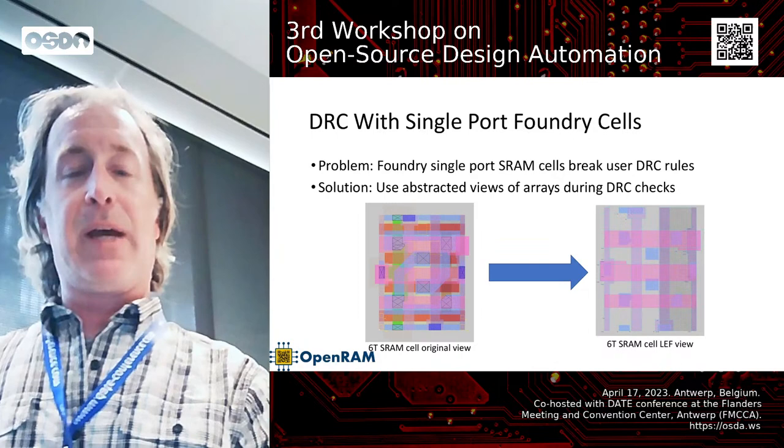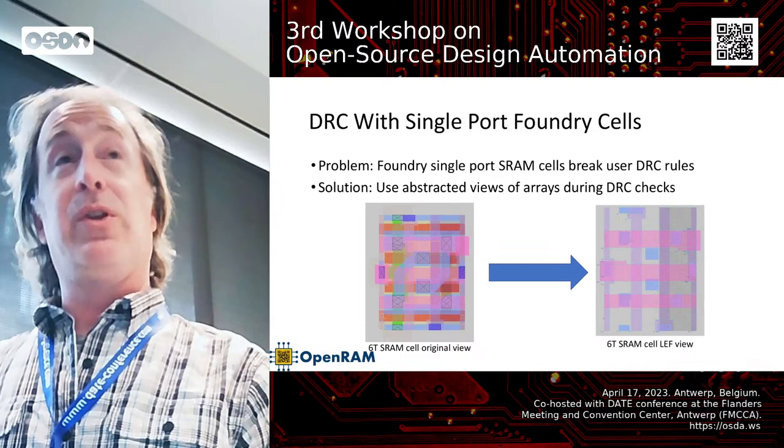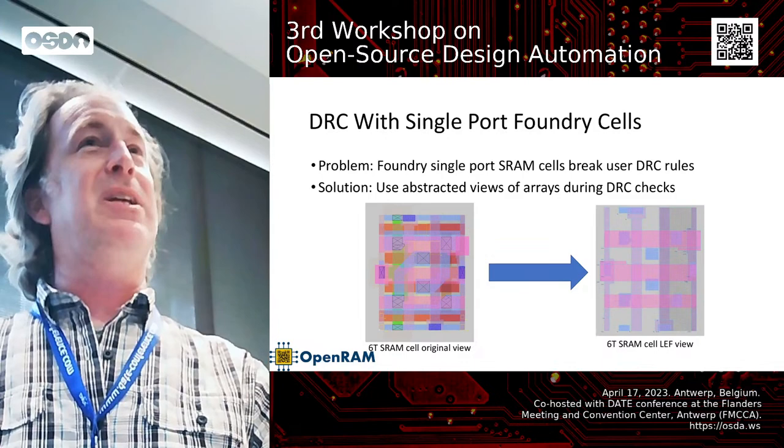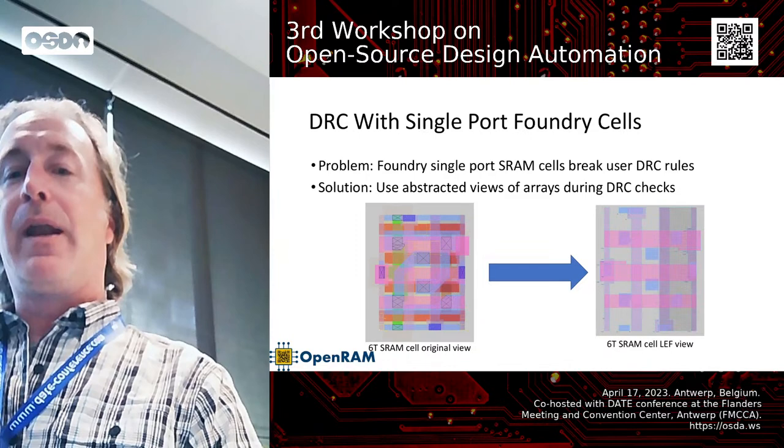You can see here an example of the 6T single port SRAM cell, which we use to do the connectivity analysis to make sure that the bit lines and at least some of the high level stuff passes DRC while ignoring the other contents of the bit cell. So that's how we address the main arrays.